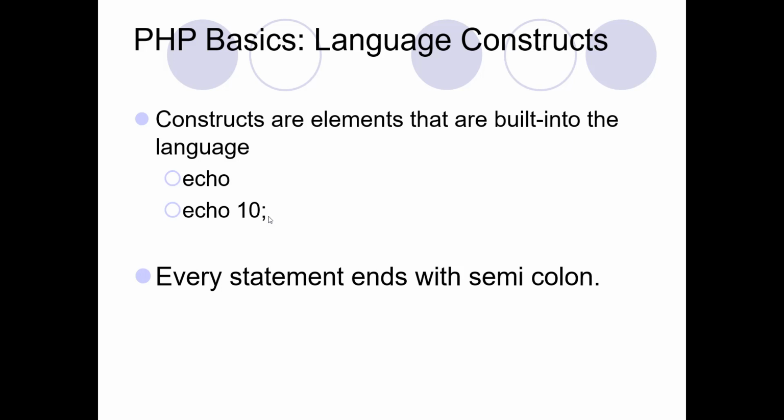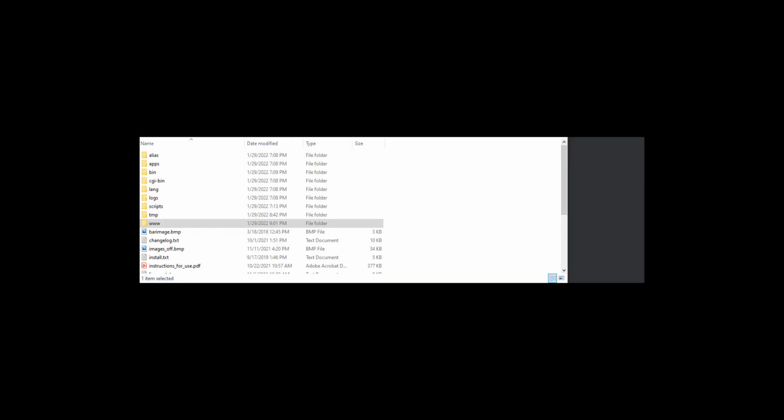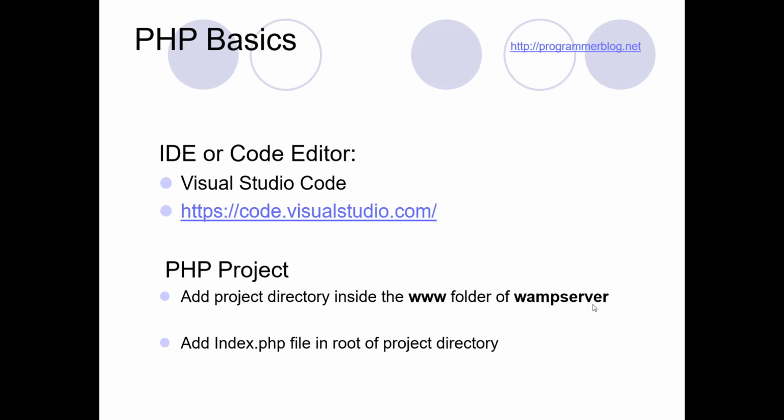So let us create our first project in PHP. Open the WAMP server folder on your system. Inside the WAMP server there is a directory called www. This is the directory where we will keep all of our PHP project files. Over here, I will create a new folder and name it PHP-MySQL.